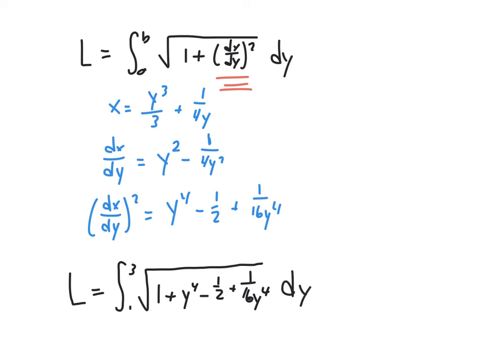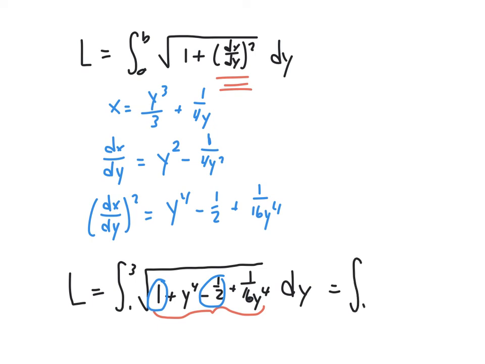Okay, and what the hint is telling us is that this thing right here should be a perfect square. And in fact, I noticed something interesting happens. 1 minus 1/2 is just plus 1/2. So when I write this simplified integral out, I'm just going to put it right here before we go to the next screen.